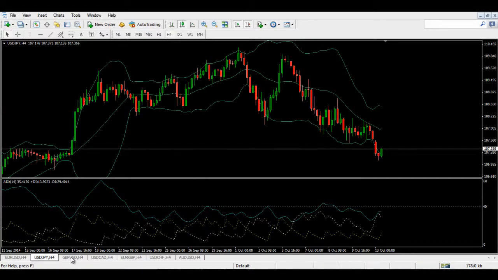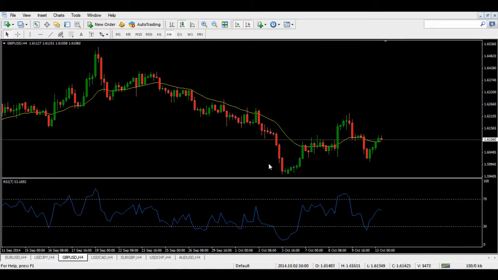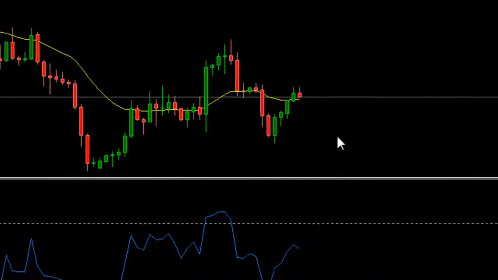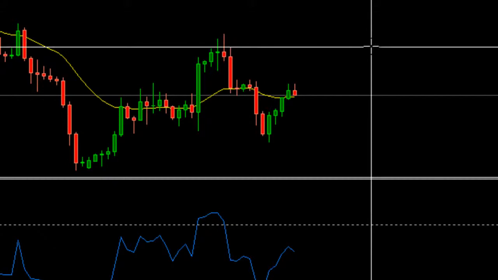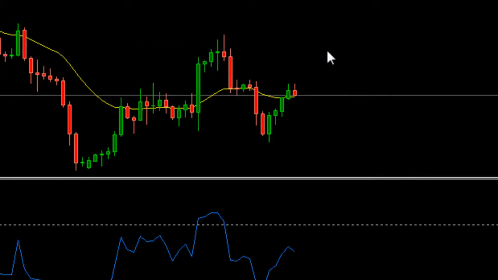So moving on to the next pair, which is the GBP USD, and this pair also has been up against very strong support, and very similar to the Euro USD. I think we can see it move sideways. I think we can expect this pair to maybe move up a bit to maybe this high, around about here, before continuing this zigzag movement.